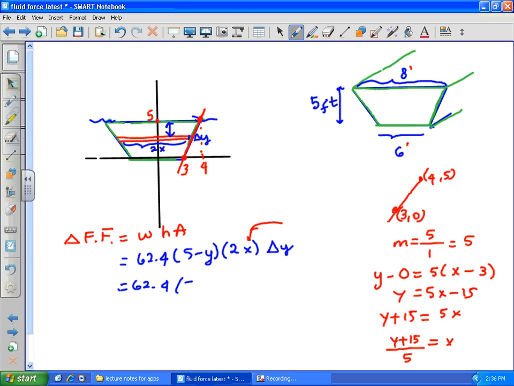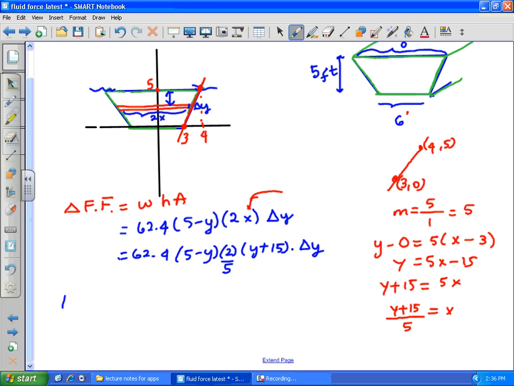62.4 times 5 minus y times 2x, which will be 2 times quantity y plus 15 over 5. I might as well put that as 2/5. The denominator doesn't really matter. And now we need to integrate this to find total fluid force. So the total fluid force equals 2 times 62.4, that's 124.8 divided by 5. Inside the integral, I'm going to need 5 minus y times y plus 15 dy.